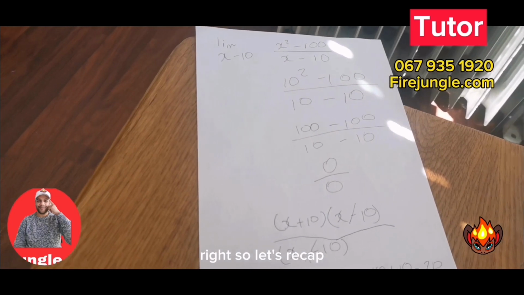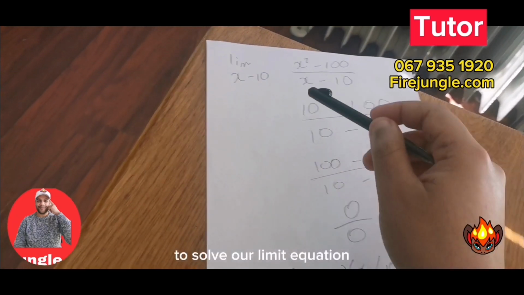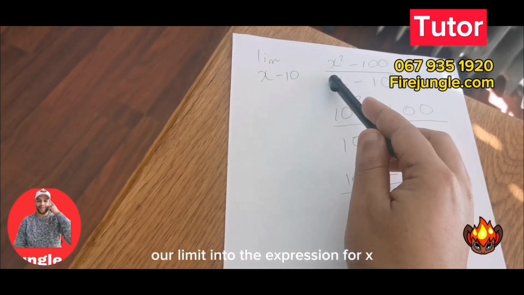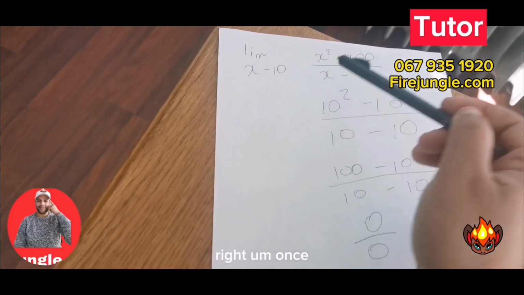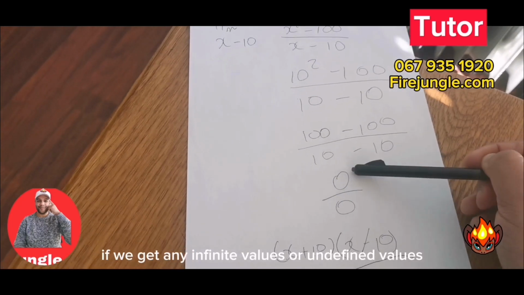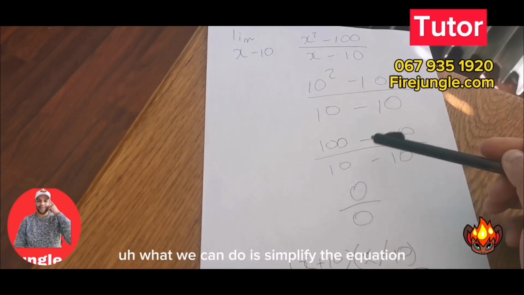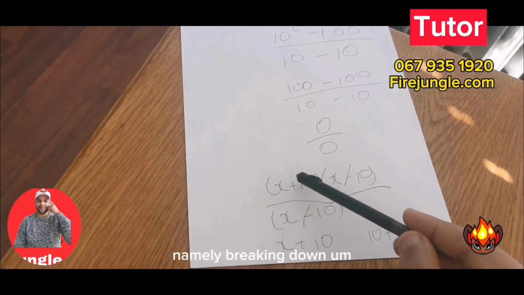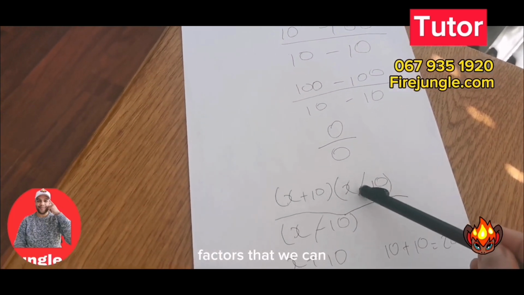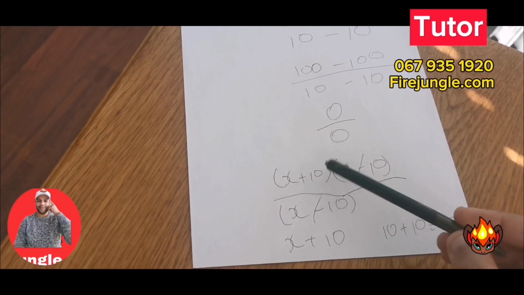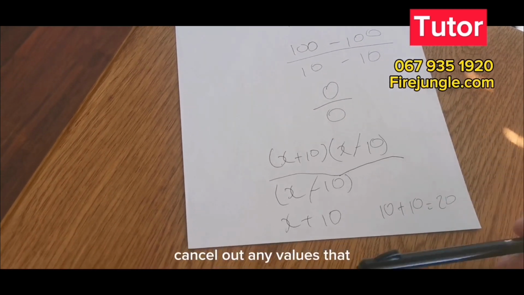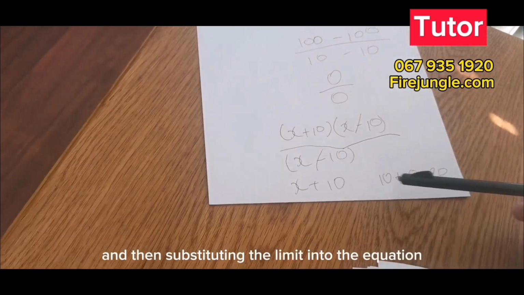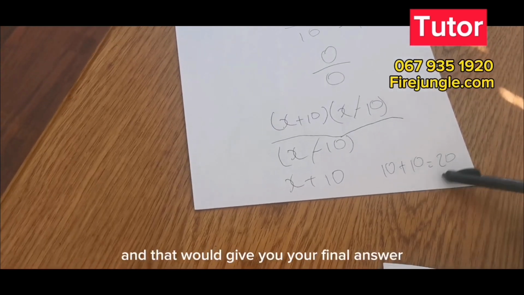So let's recap, right? Firstly, to solve our limit equation, we can substitute our limit into the expression for x, right? If we get any infinite or undefined values, what we can do is simplify the equation, namely breaking down wherever we see there are factors that we can break down. We can do that, cancel out any values that can be cancelled out, and then substitute the limit into the equation, and that would give you your final answer.